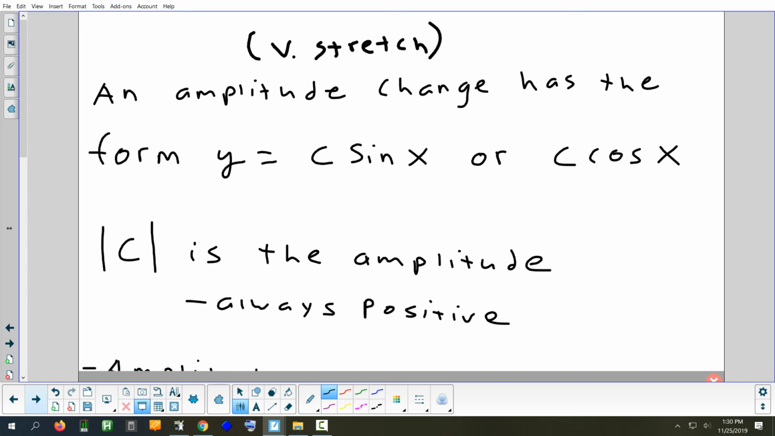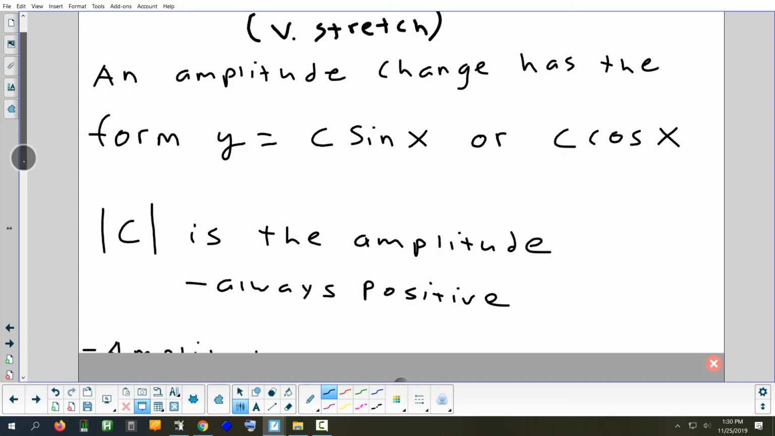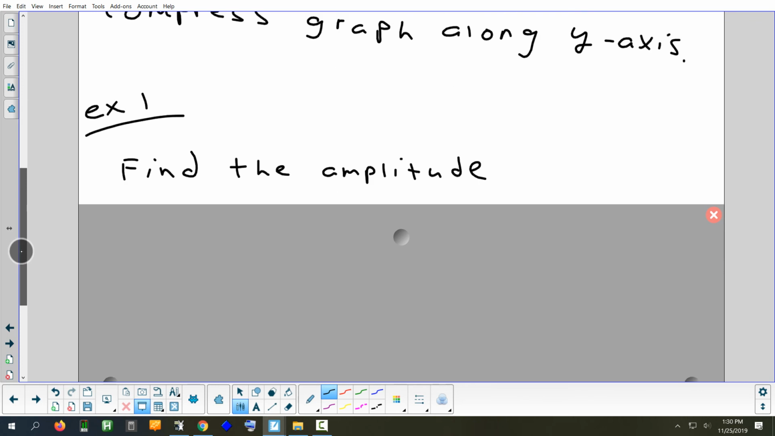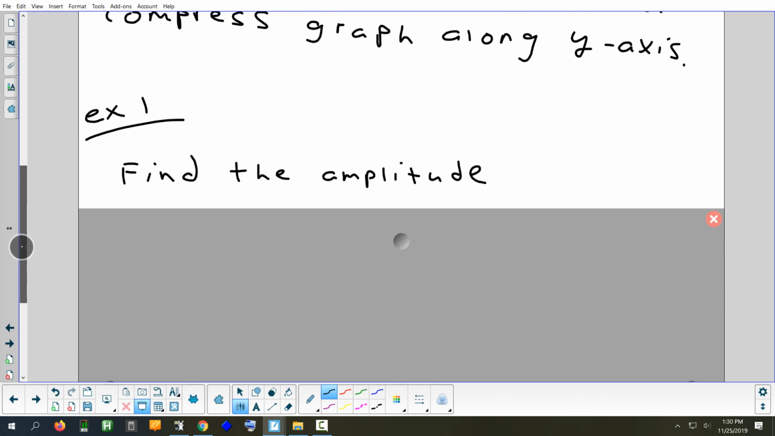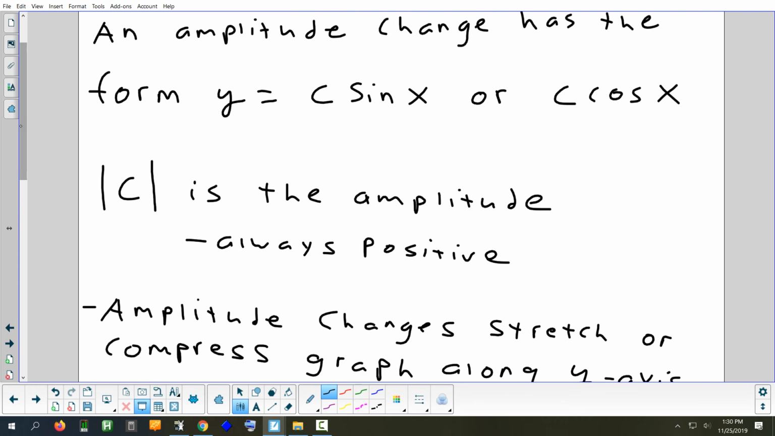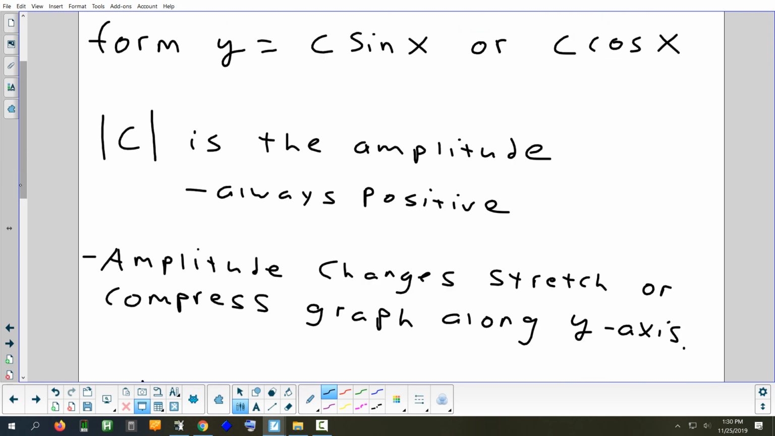What is the amplitude? So, we're going to do a question like this in a second. Find the amplitude. No sketch. I just want to know a single number as the answer. So the number that I'm going to be looking for is the absolute value of what's in front. Okay. So amplitude change is going to stretch or compress the graph vertically. Taller, shorter.